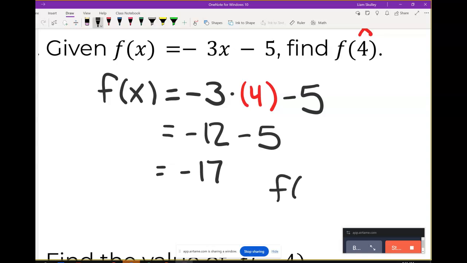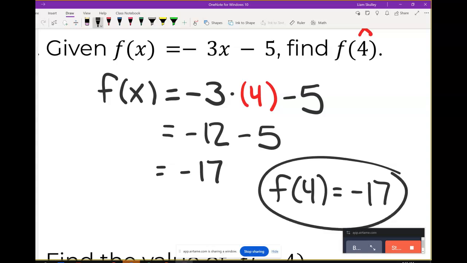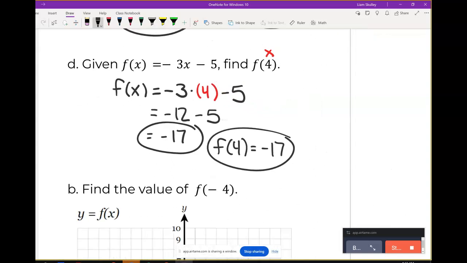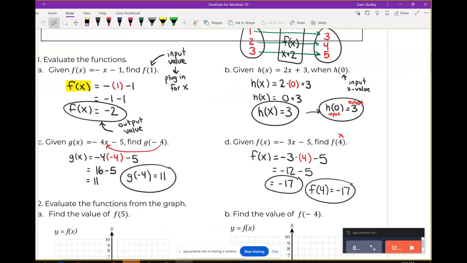So when our input is 4, our output is -17. Plugging a number in, getting a number out. Any questions on those first four? No? All right.